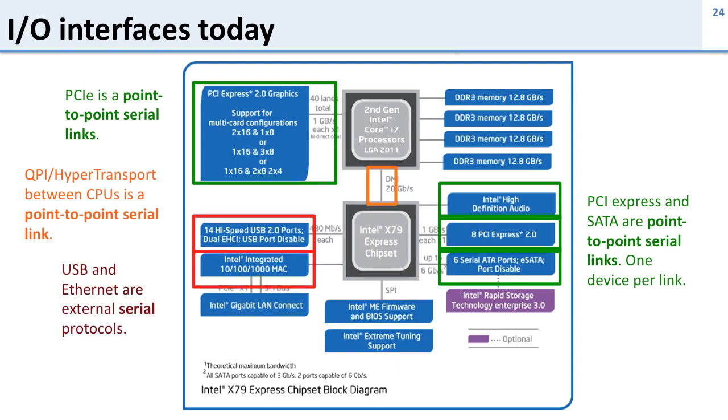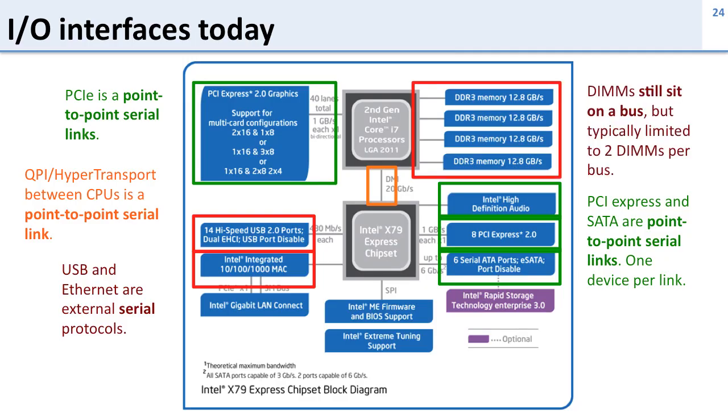And then we have I/O connections for external devices such as USB and Ethernet, and USB is a serial link, and Ethernet is also a serial link, but they're not quite point-to-point. The memory is still sitting on a bus, but it's very limited. Usually we can only put 2 things on this bus because we don't want to slow it down too much.